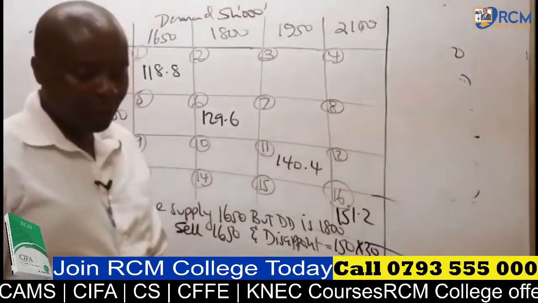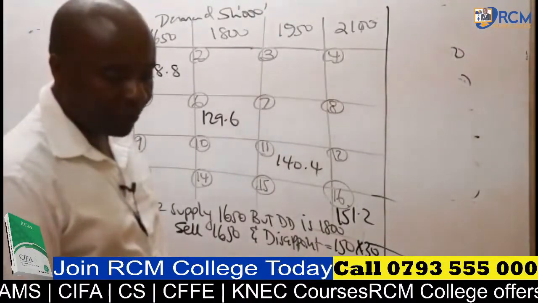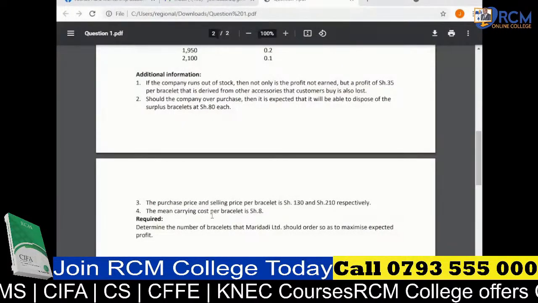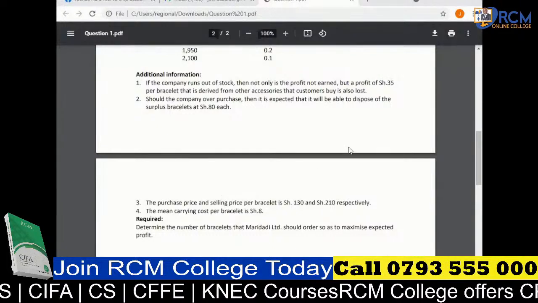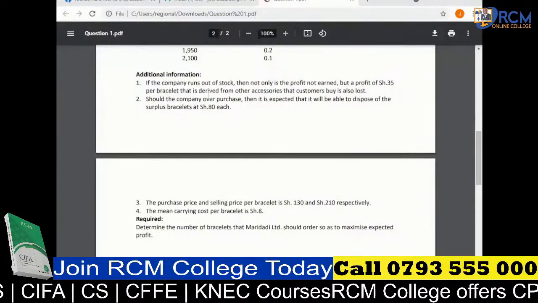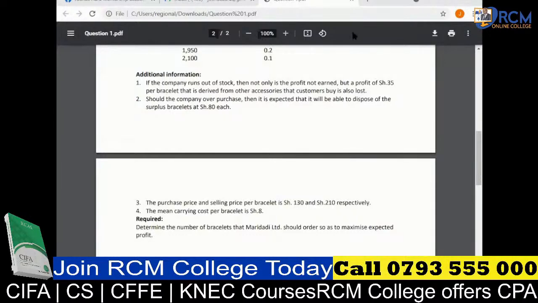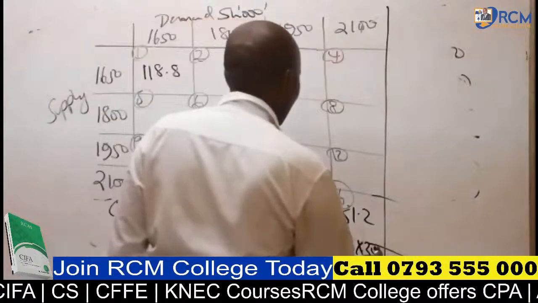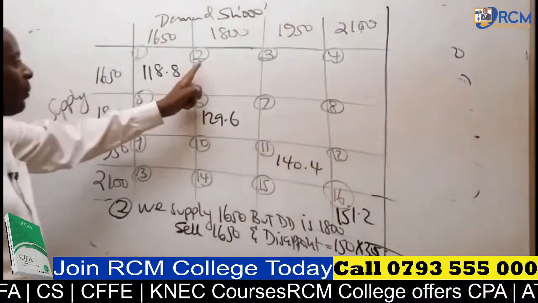We've been given this opportunity cost, ladies and gentlemen, in the question. They have told us that for every customer who comes, just like how Nakumat used to tell us, if you need it, we've got it. So you can see here, a profit of 35 per bracelet that is derived from other accessories that customers buy is also lost. So for every customer we disappoint, you are right, we shall be losing 35. So could you kindly, ladies and gentlemen, go ahead and give me the profit I expect here.